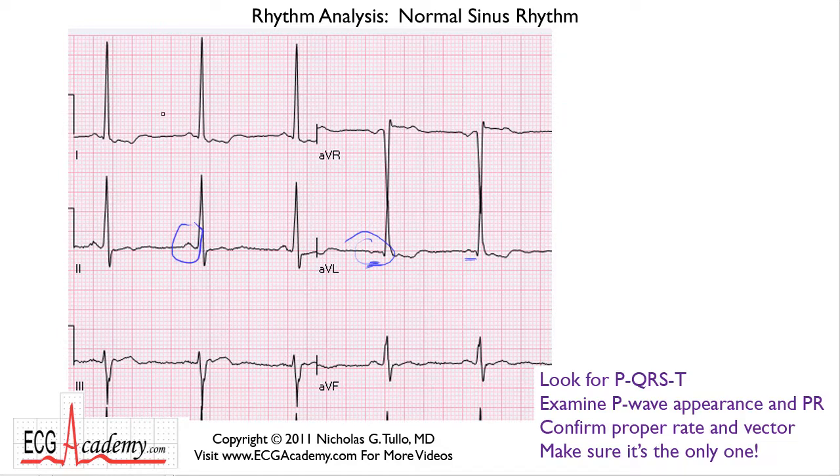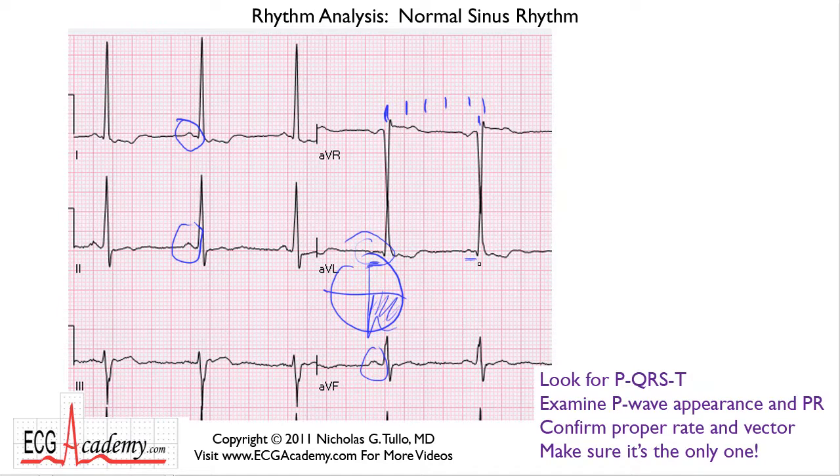Nice and large. The P waves are up in 1 and AVF, and that confirms that it's in the lower left-hand quadrant. And the rate here, we see this QRS lands on a heavy line. So we'll count 300, 150, 100, 75, 60. A little bit faster than that, I'd say 64 beats per minute. So this is a normal sinus rhythm as well.